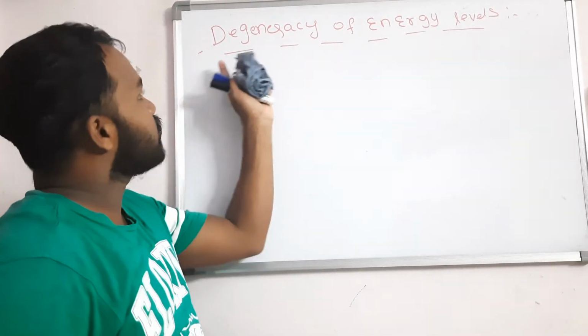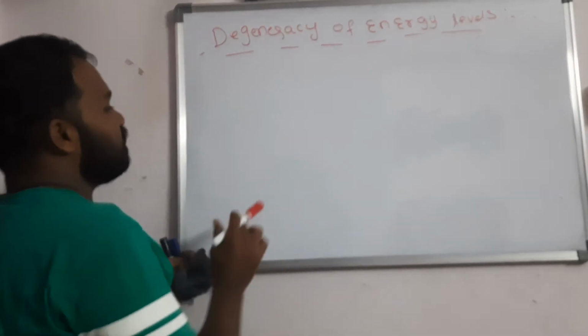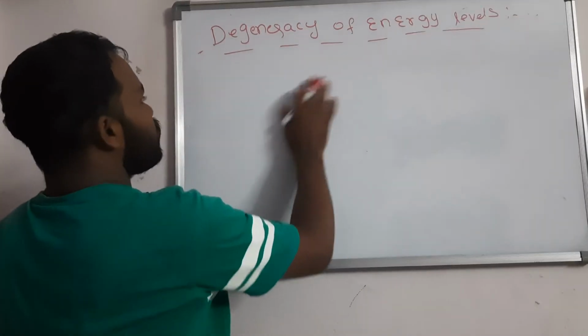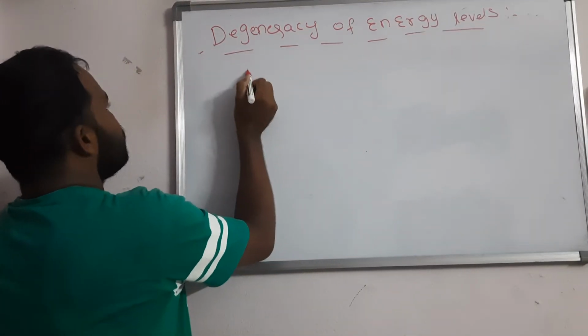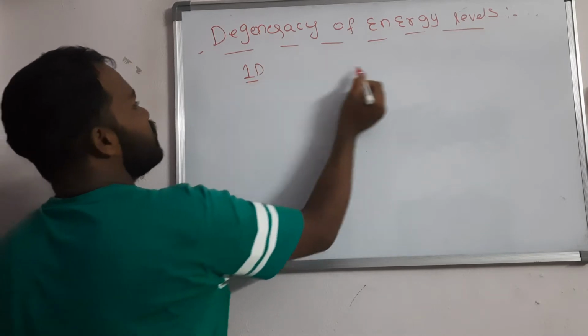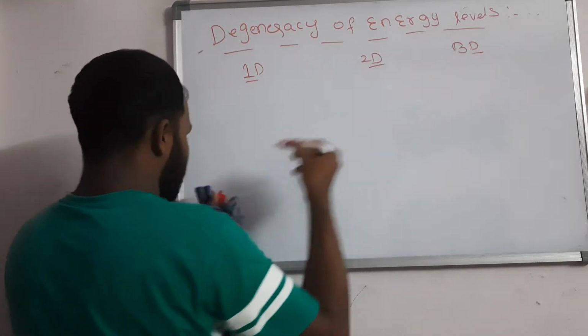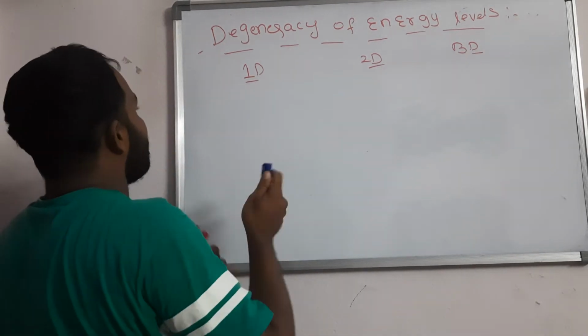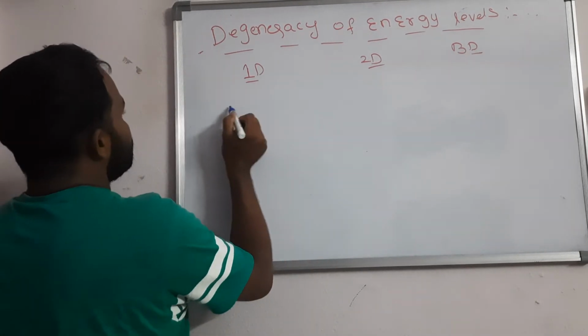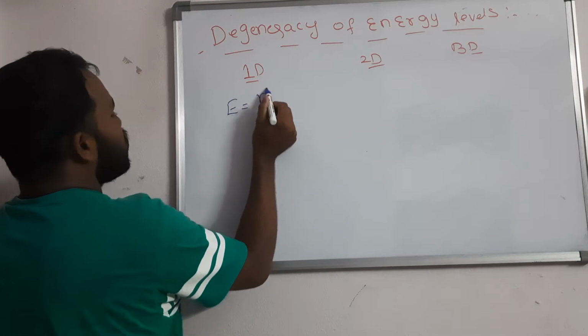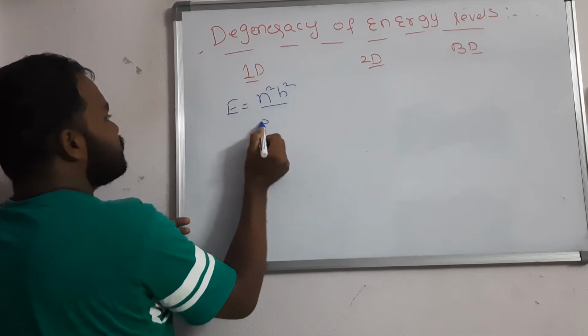So now I am going to talk about degeneracy of energy levels. Before going into this, you should know the energy of the 1D box, 2D box and 3D box. We will discuss the 3D box energy as well. So the 1D box energy is generally E equal to what? n square h square by 8 m l square.